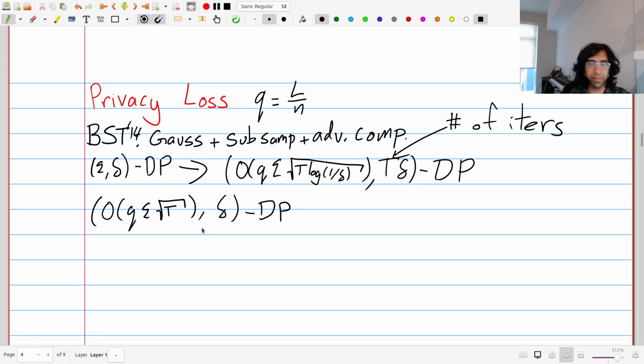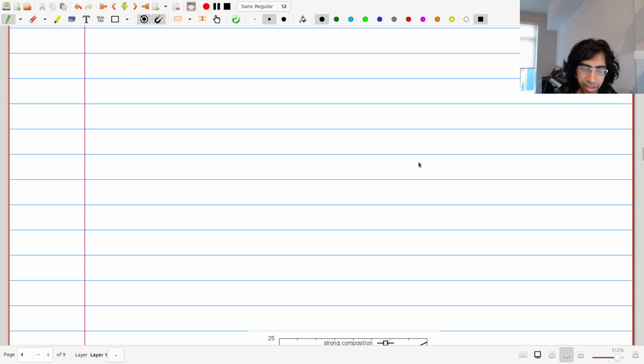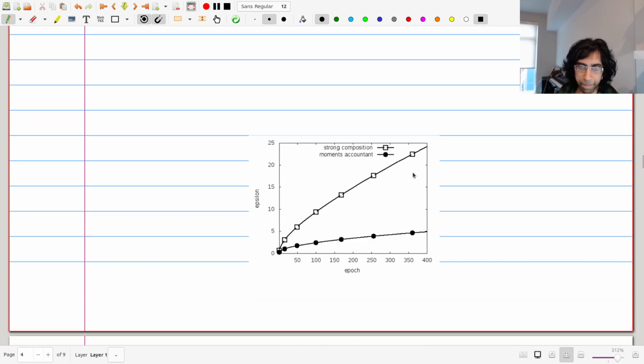This might seem minor to you, but like I said, in differential privacy the constant factors matter. So the square root log 1 over delta is quite significant, and definitely this factor T is quite significant here as well, especially if you're doing a lot of iterations. As we can see in this figure here, let me just bring up this figure. This will result in a significantly better privacy analysis than the strong composition.